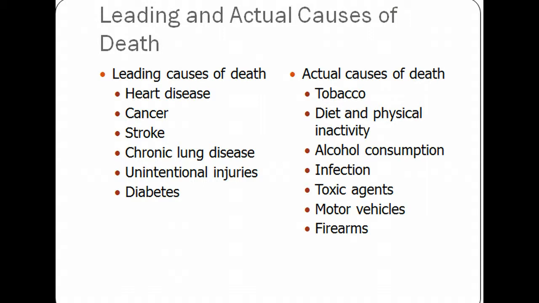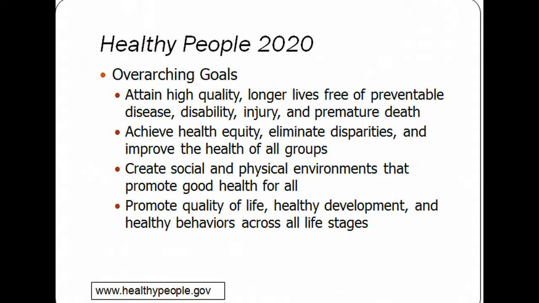But look at the other issues as well. Alcohol consumption is definitely going to contribute to unintentional injuries, as well as motor vehicles and firearms. And do you live near toxic agents? It can influence lung disease, as we talked about the other day. Infection, due to resistance of antibiotics. So many actual causes of death are behavioral in nature, and many of these are under our control.